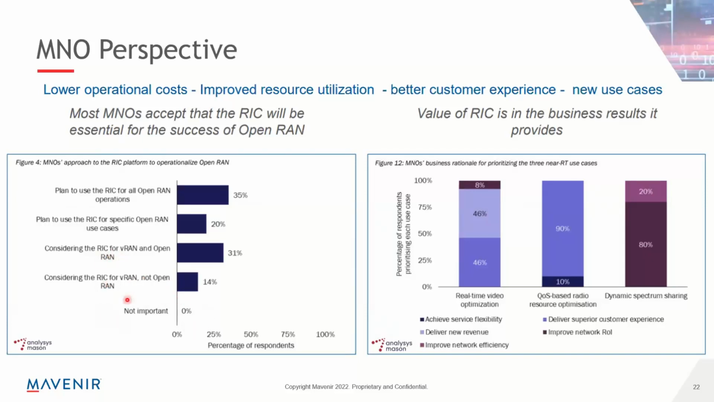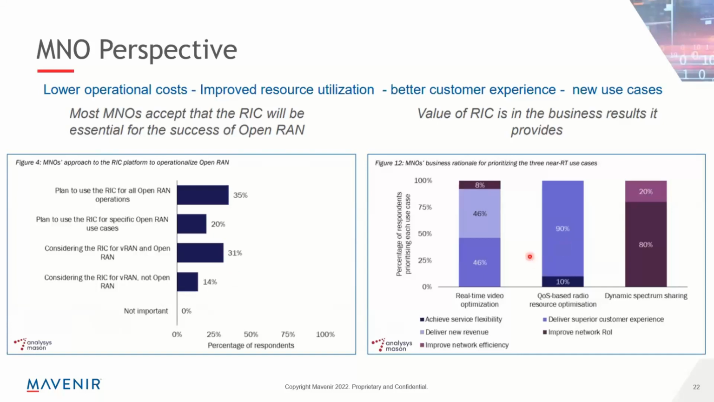No one says it is not important. So that's the key. Every operator thinks that it is kind of a must-have, whether with Open RAN or without Open RAN. They see the importance of having RIC functionality, because it provides an avenue that any other passive network optimization solution could not provide.